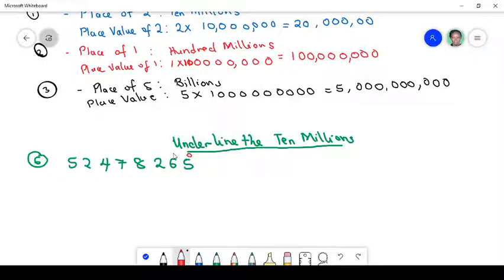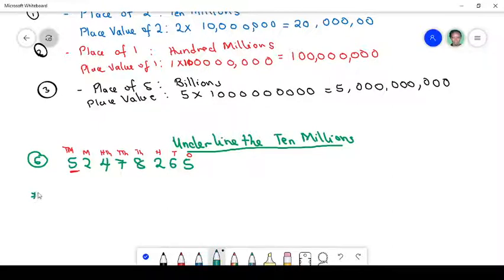You realize you have ones, tens, hundreds, thousands, 10,000, 100,000, millions, then 10 millions, billions. You see, if you do it this way, it becomes easier to determine. So to underline the 10 millions, it is 5.